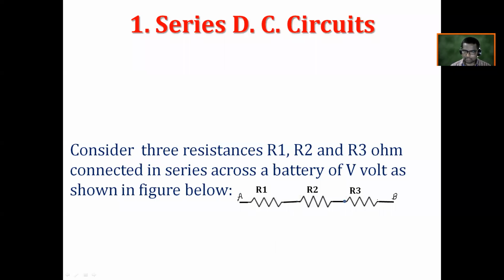It means that one end of R1 is connected to R2, then one end of R2 is connected to R3. Is it right? When these three resistances are connected in this fashion, one end of R1, we call it A, and one end of R3, we call it B, are open.